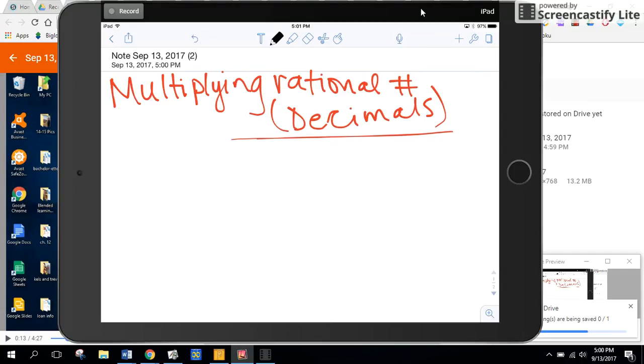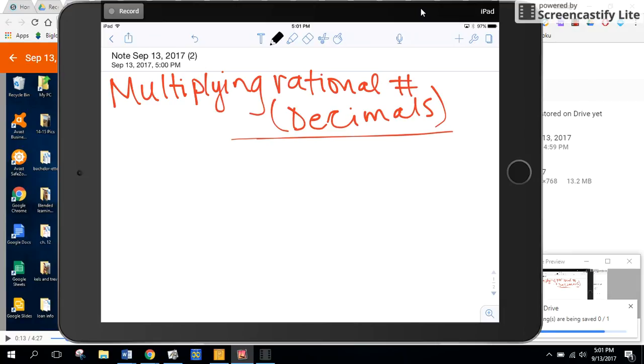Basically the same thing as multiplying multi-digit numbers, but today when we look at decimals, we have to make sure that we look at the placement of the decimals at the end. So it's not like addition where our decimals drop straight down. We have to look at placement at the end. And we also don't have to line up our numbers.